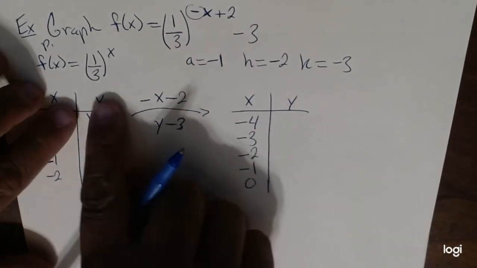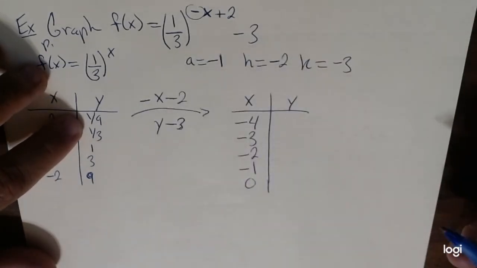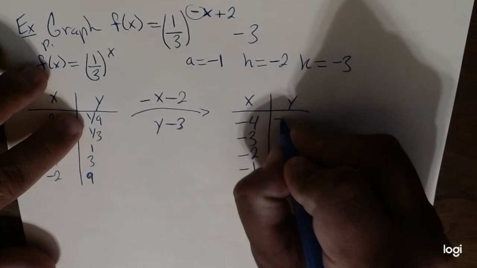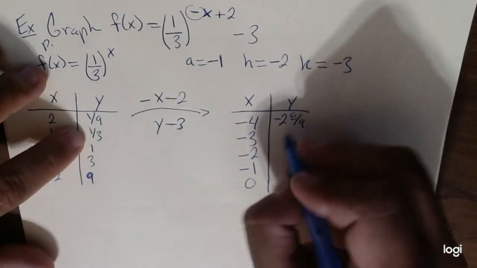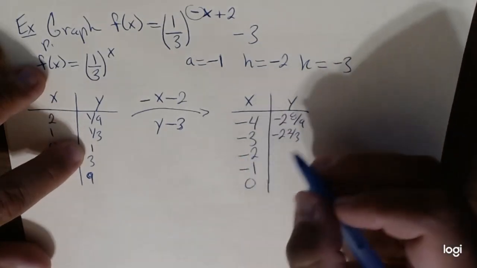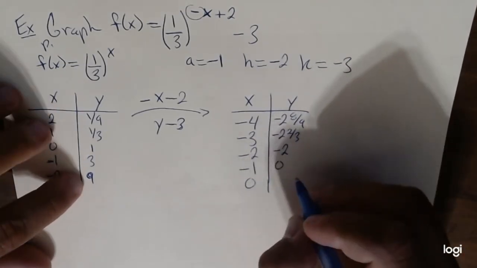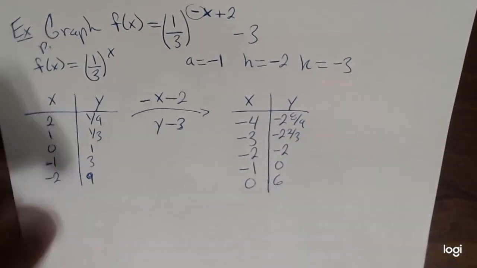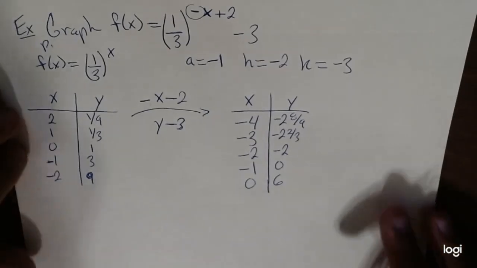And now for the y's, we simply subtract 3. So 1/9 minus 3 gives you -2 and 8/9. 1/3 minus 3 gives you again -2 and 2/3. 1 minus 3 is -2. 3 minus 3 is 0. And then 9 minus 3 is 6. And there we go, now we've got our points. So now we graph them and we're done there.